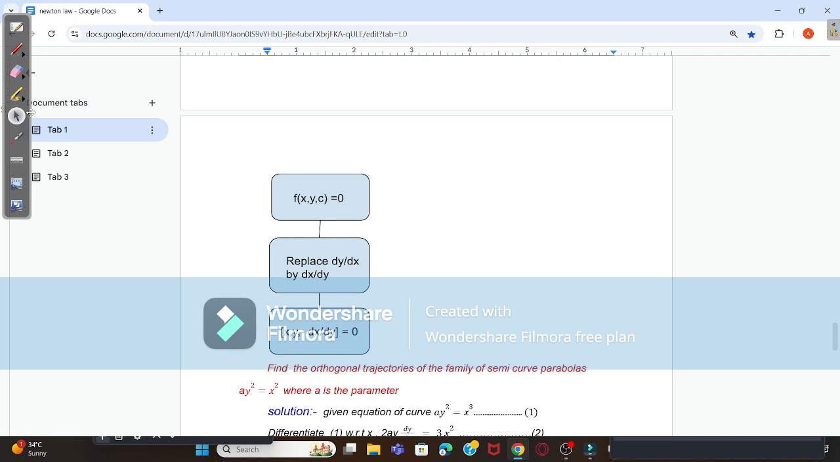The given equation will be in the form f(x, y, c) = 0. Replace dy/dx by minus dx/dy, giving phi(x, y, minus dx/dy) = 0.